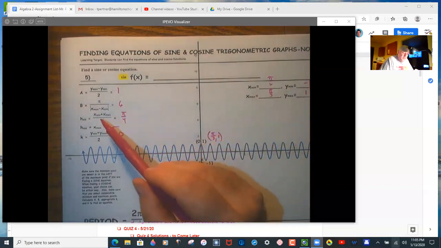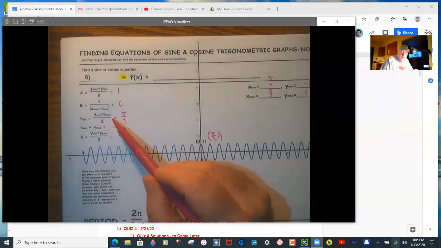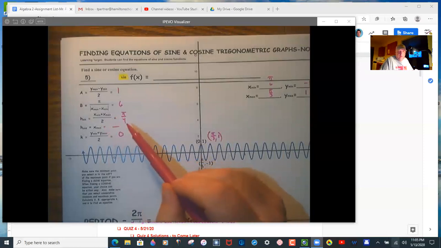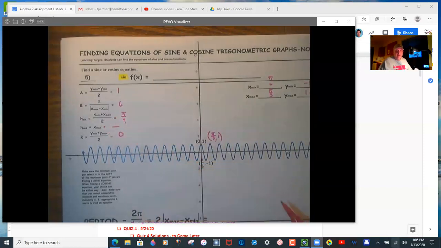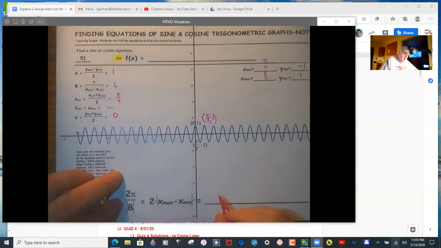And then x min plus x max. So 1/6 plus 1/3 all over 2 will give you 1/4. Then you put the pi back in the calculation. Okay, so validate that every time. This will be 2 pi over 6, which is pi over 3.